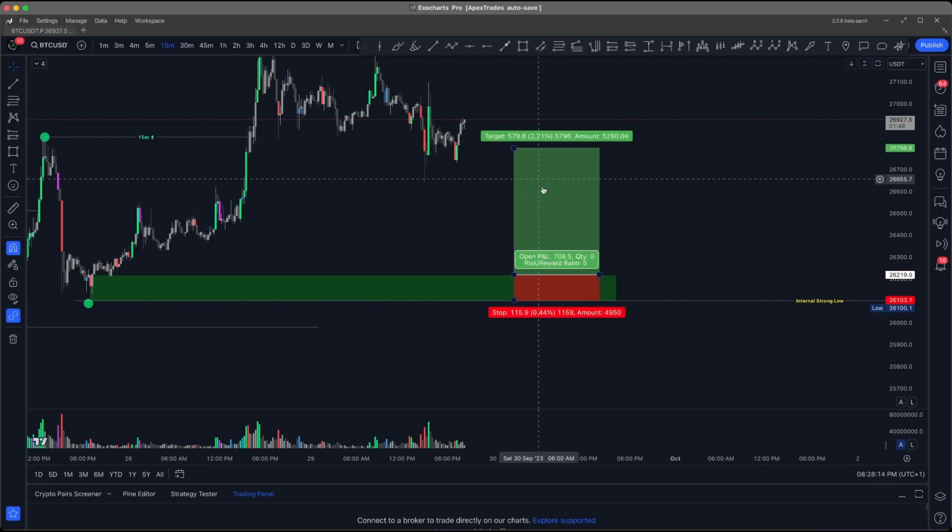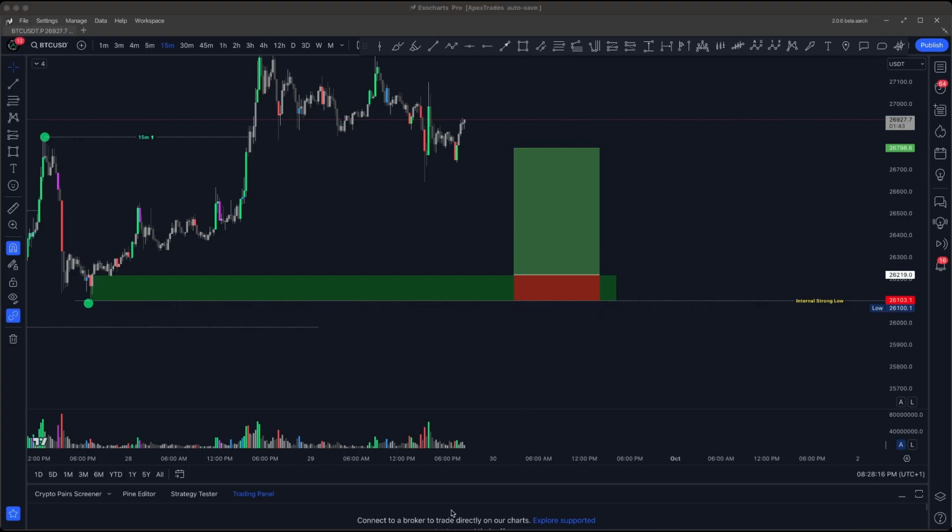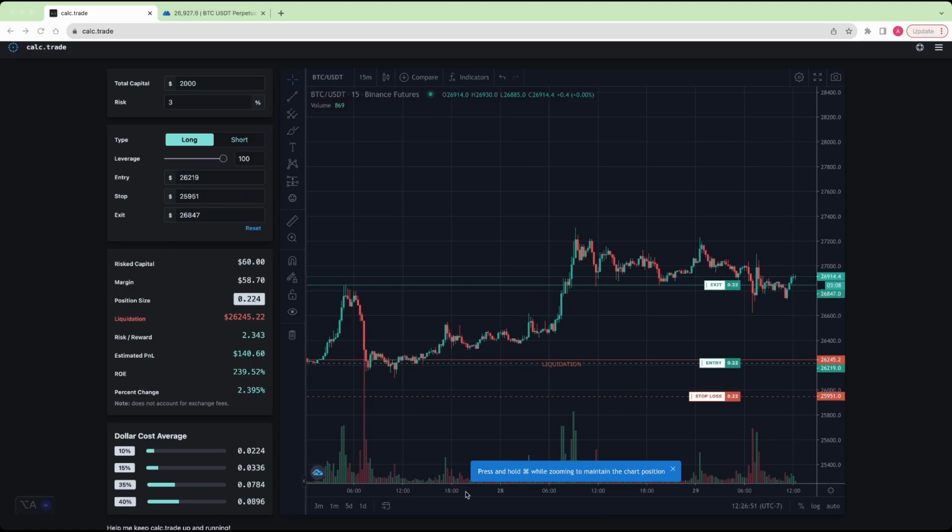So all I'm going to do is head on over to something called calc.trade. Within calc.trade, you've got just a few components. Let's assume you've got a $1,000 account, and for that 5-to-1 risk to reward trade, or whatever trade you want to do, you want to risk 3%. Okay, so I'm just going to look at what the entry was really quick.